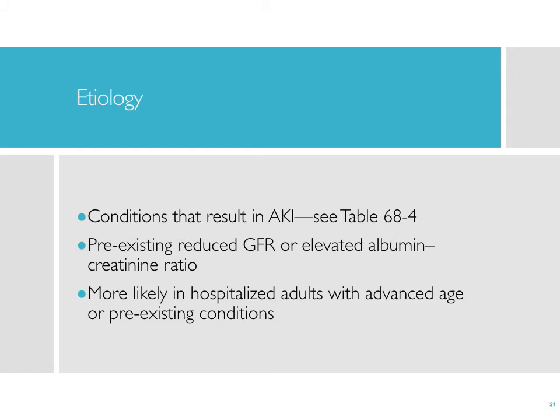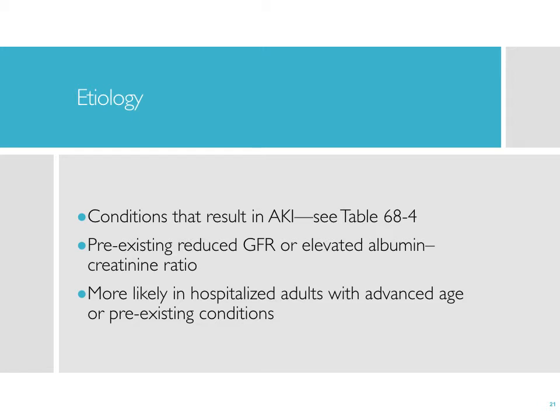The etiology is that Table 68.4 lists a whole bunch of different conditions that can result in AKI, but ultimately the causes are reduced perfusion to the kidneys, damage to the kidney tissue, and obstruction of the urine outflow. Those basically summarize what's happening with it. Diseases and conditions that are associated with reduced kidney perfusion, kidney damage, and urinary obstruction are the ones listed there in that table.